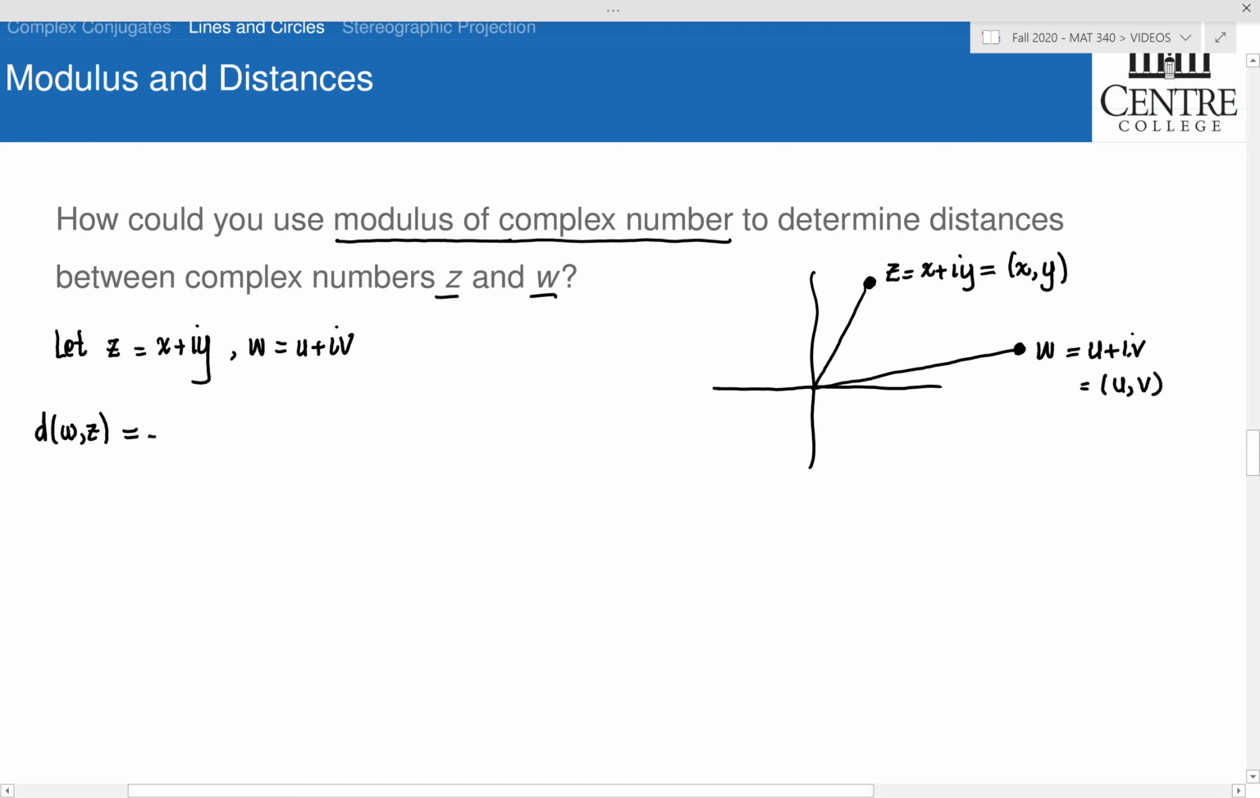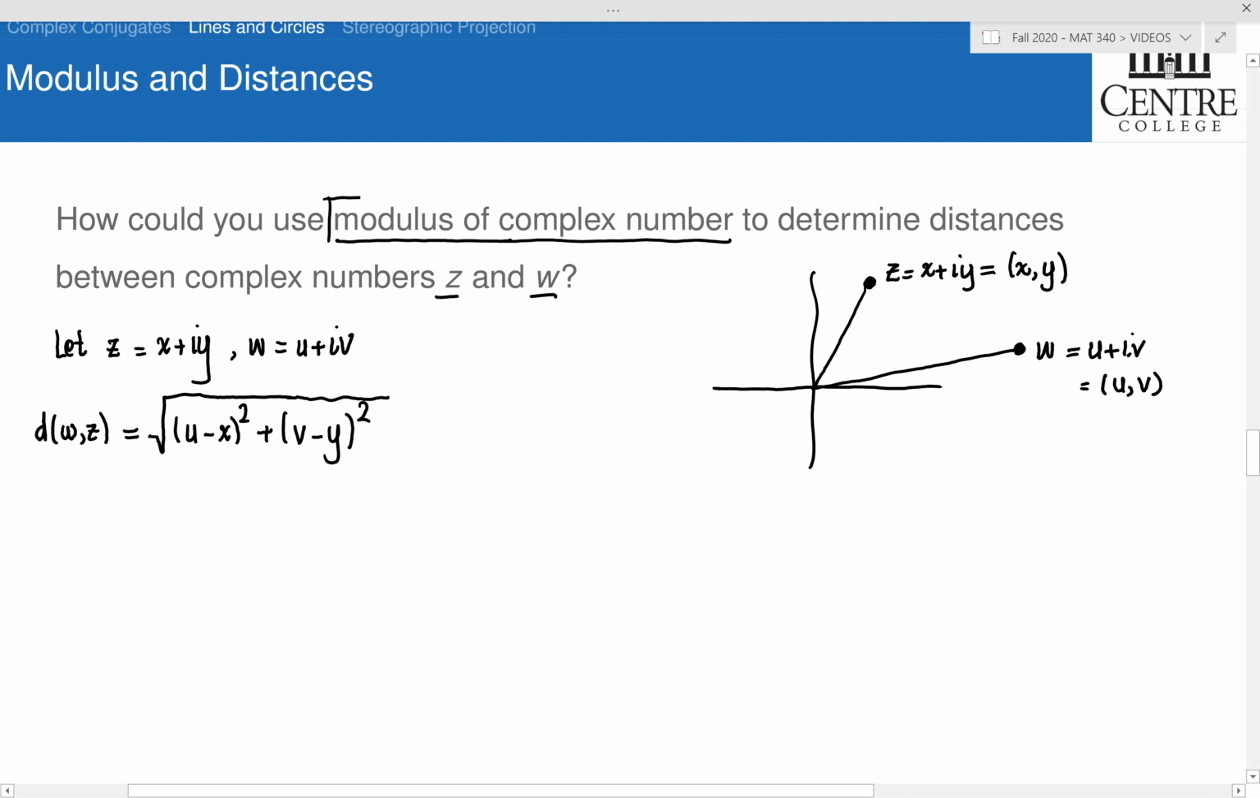The answer is yes, and the answer is given by the distance formula. The distance formula tells us that the distance between w and z is: you take the difference in the x coordinate, square it, plus the difference in y coordinates, v minus y, square it, add them together, and put them inside the square root. So now that's the distance.